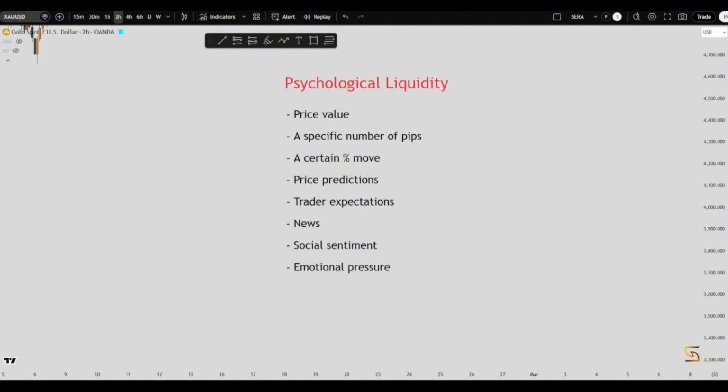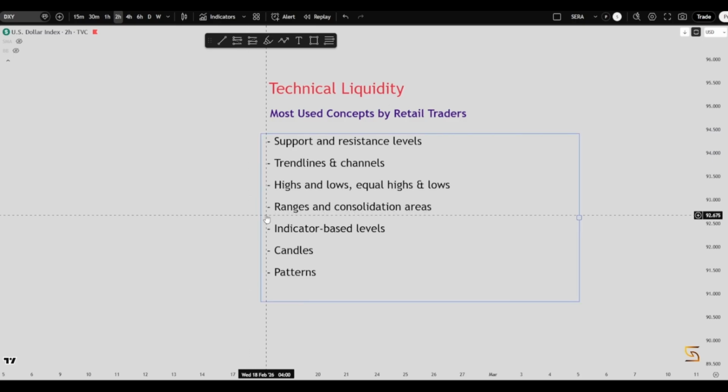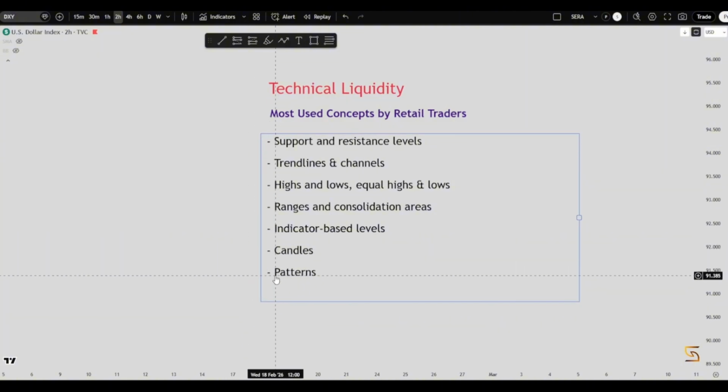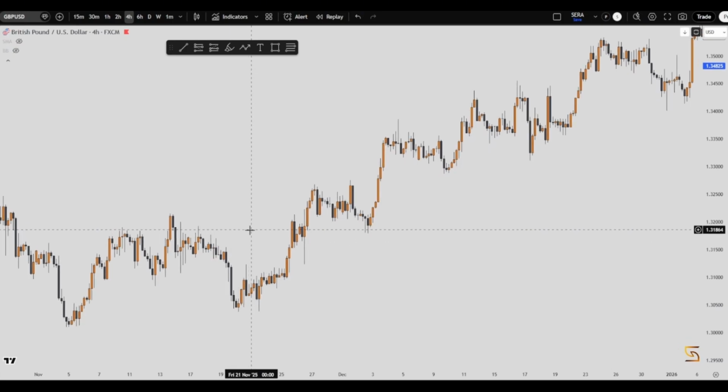And the second type of liquidity is technical liquidity, the most used concept by retail traders: support and resistance, trend lines and channels, highs and lows, equal highs and lows, ranges and consolidation areas, indicator-based levels, candle patterns. Right now, we are back on chart and let's find some liquidity.